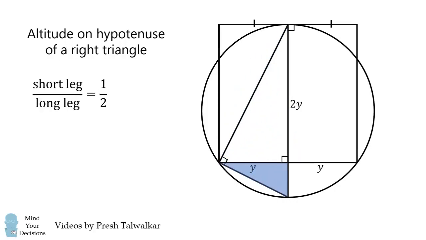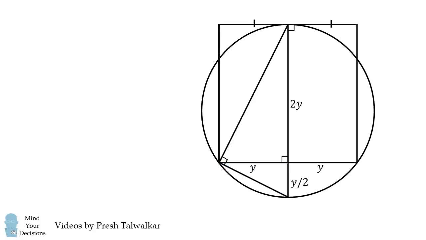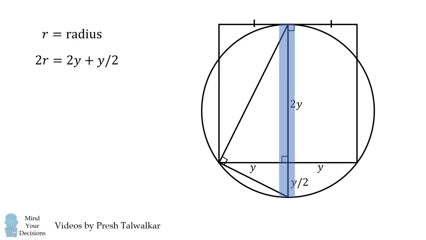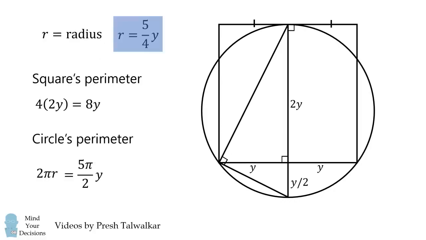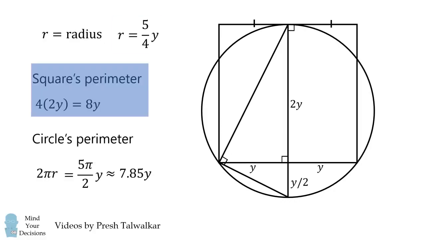This will be similar to this right triangle, which must have the same ratio. In this triangle, the longer leg is equal to y, so the shorter leg must be equal to y over 2 to get a ratio of 1/2. We now have r as the radius, which means that 2r is equal to 2y plus y over 2. We then have r is equal to 5/4y, which means, just as before, we calculate the square's perimeter and the circle's perimeter, and we're going to get that the square's perimeter is larger.